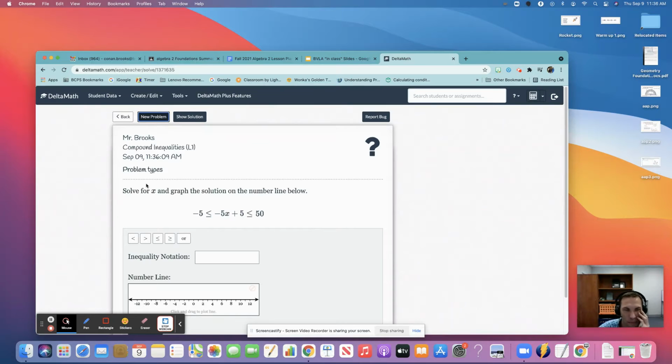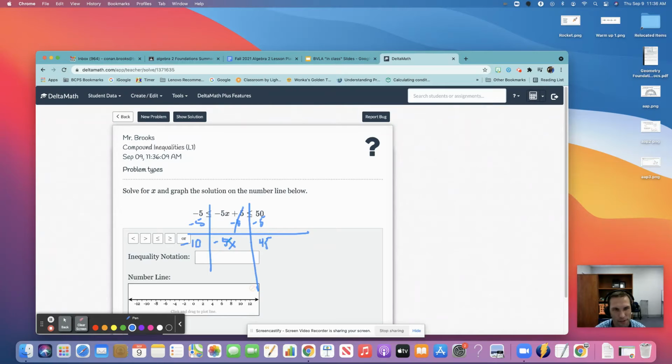This is an and problem. I'll do this one, then I'll get an or problem. So remember 3 sides, and then start clearing out the inside. So this is negative 10, negative 5x, and 45. Notice I don't even write the inequality signs. I just leave them alone as long as I have the river there. That's the way I do it. You can write them if you want, but I deal with them at the end.